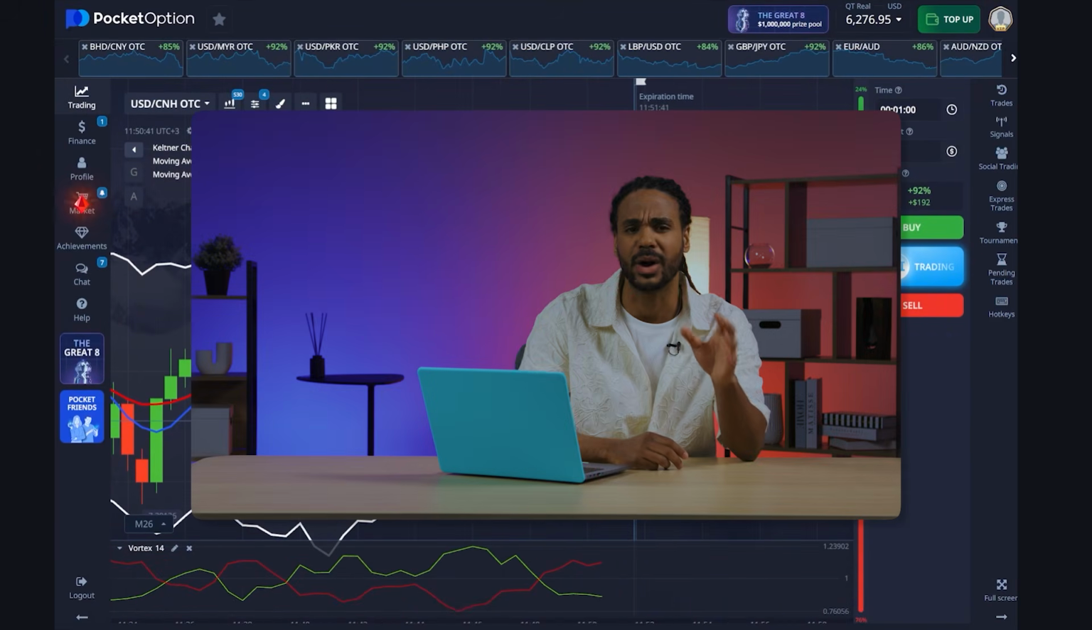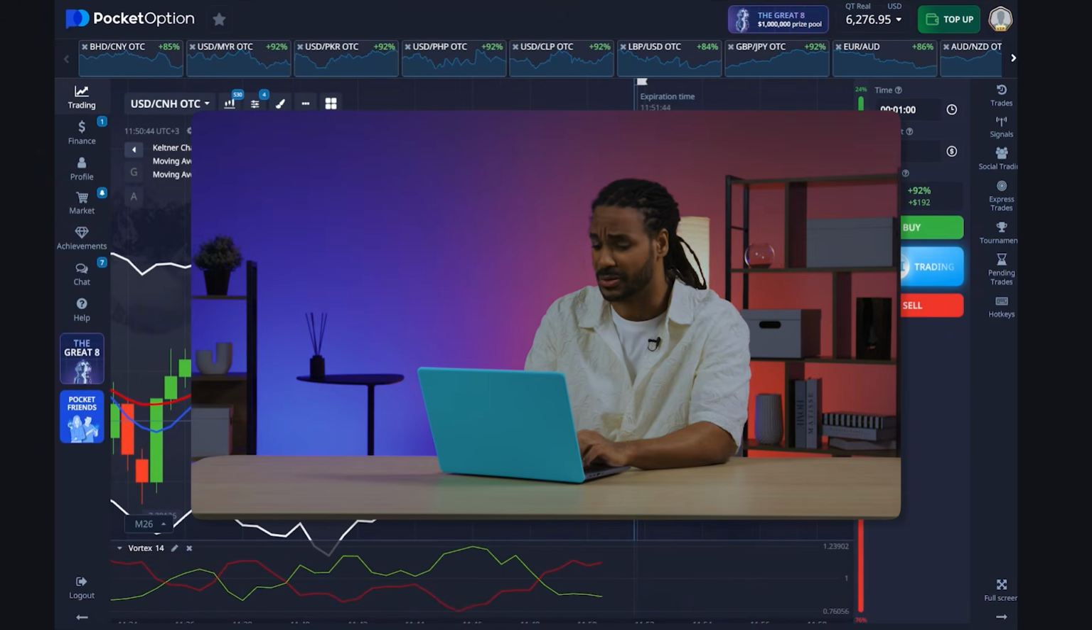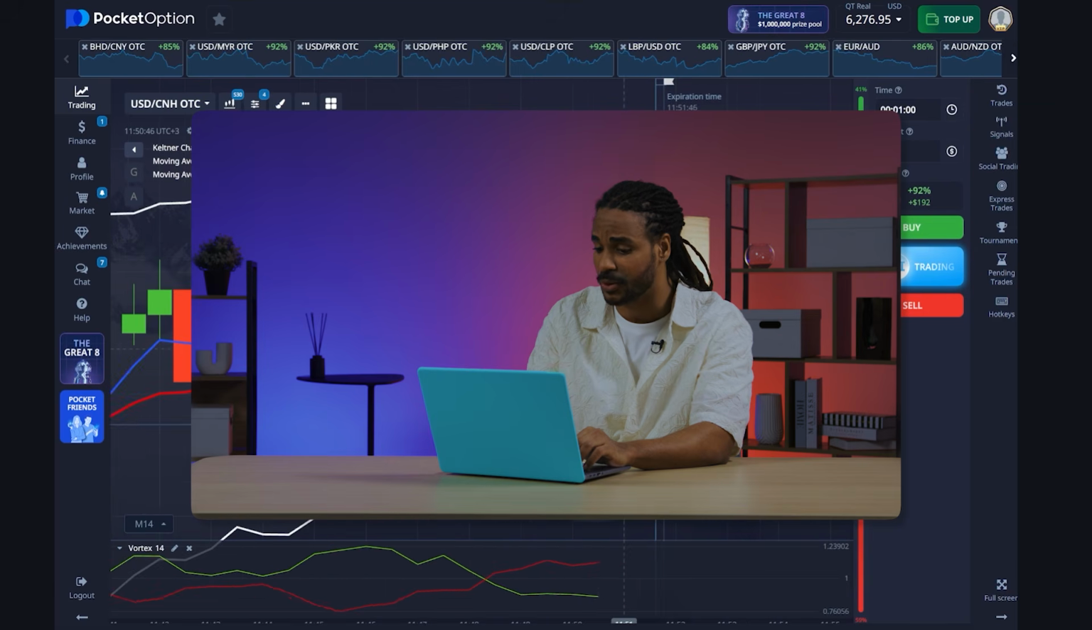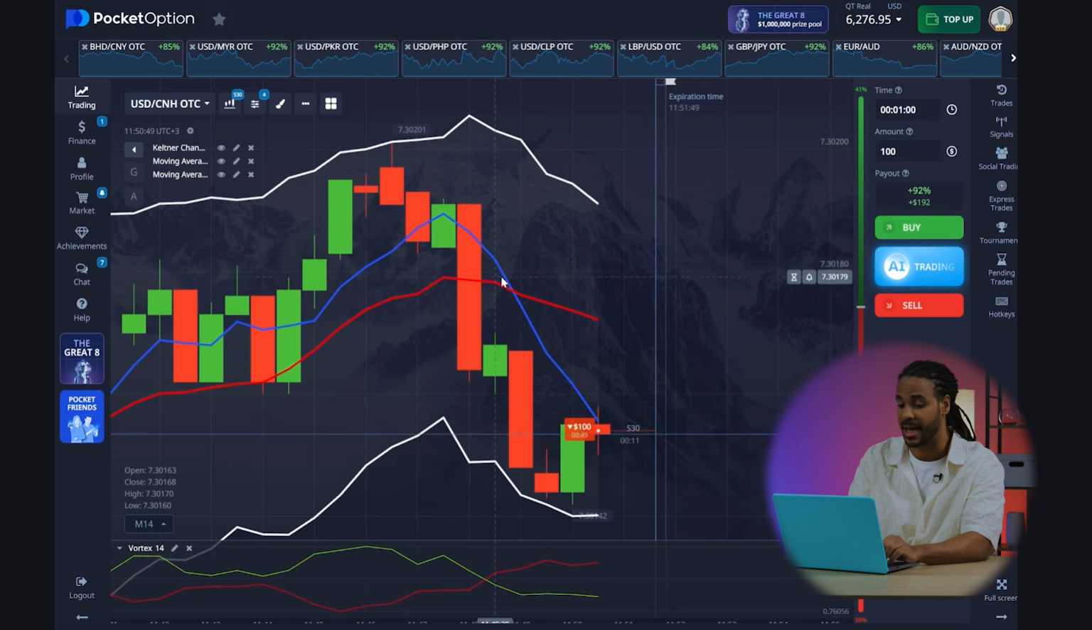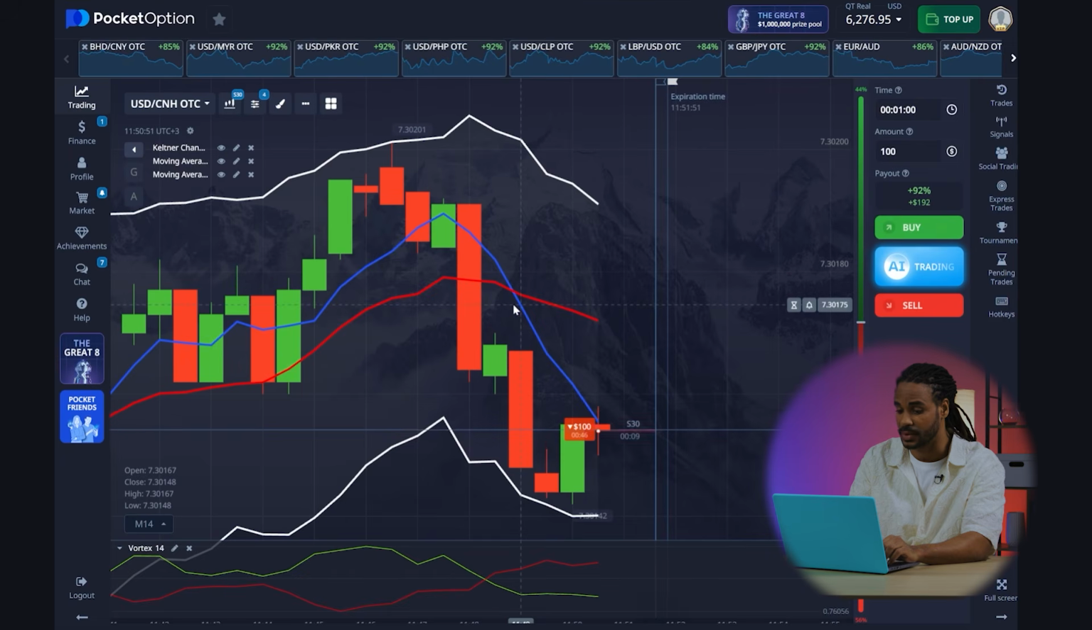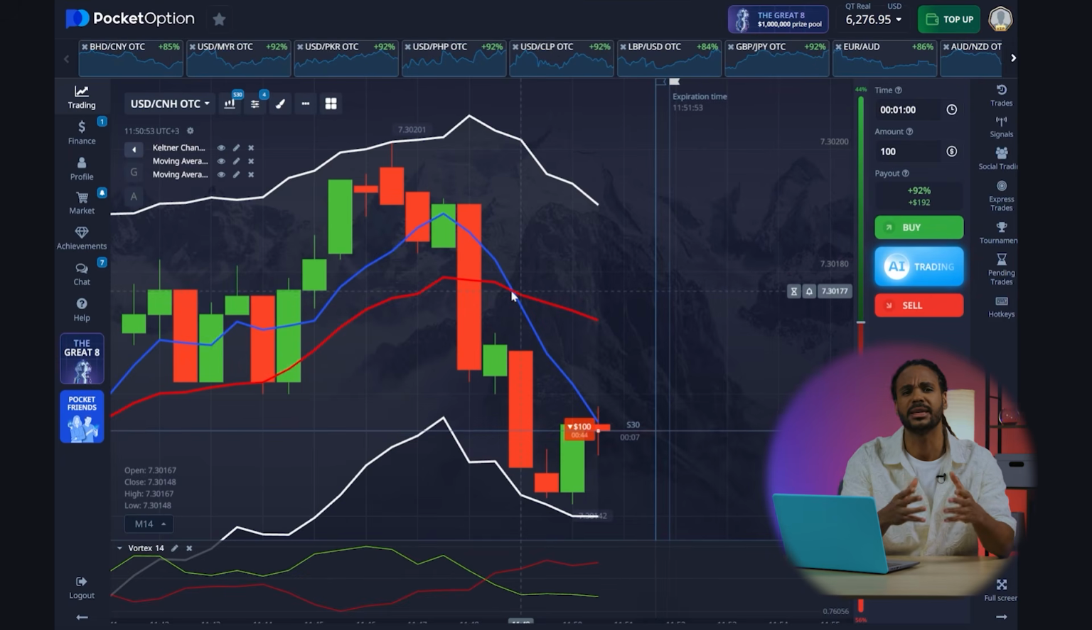Now, I'll explain why I did that. First, it's a crossover of our first and slow SMA with periods of 6 and 14, which indicates a reversal signal. And also, the Keltner Channel.